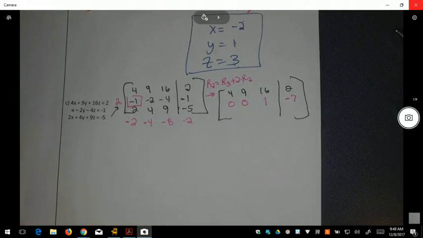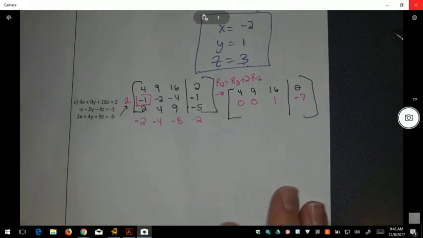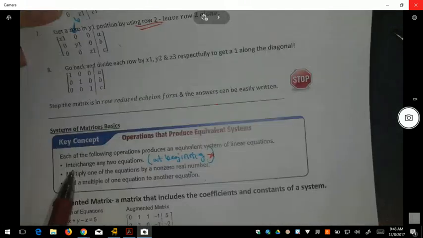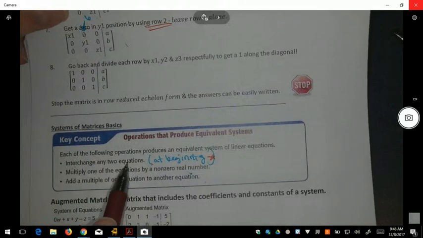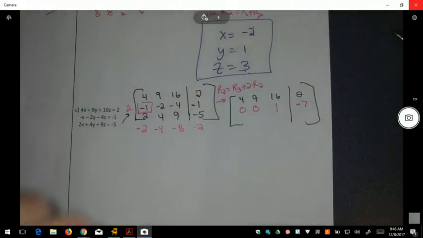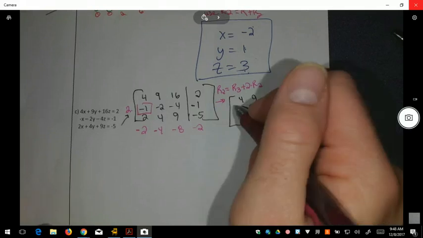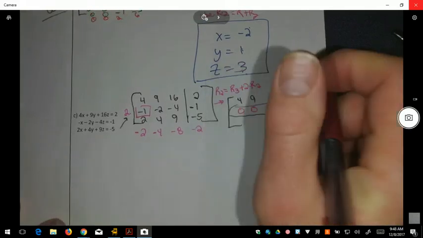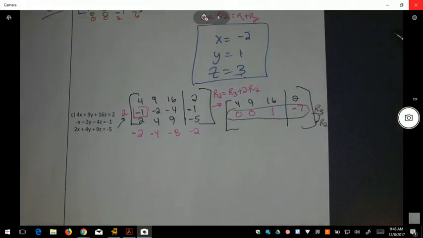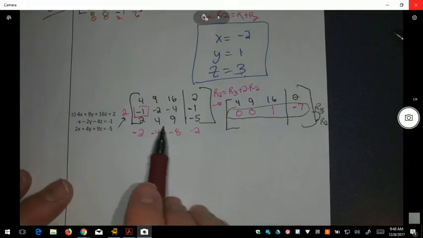Here's, you say, oh, but it actually is kind of nice in a way. It's not nice in one way and kind of nice in another, because if you remember, there's something we are allowed to do. We are allowed to interchange any two equations, so interchange any two rows. What row would I ideally have looking like this? Row 3. This is what I really would like to see in row 3. So we're just going to switch row 3 and row 2.